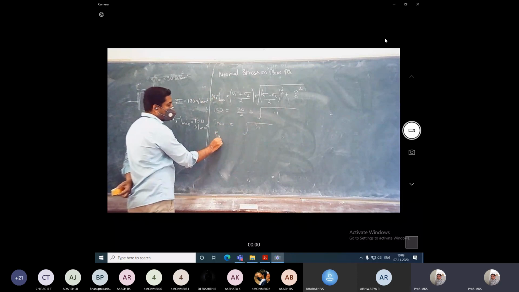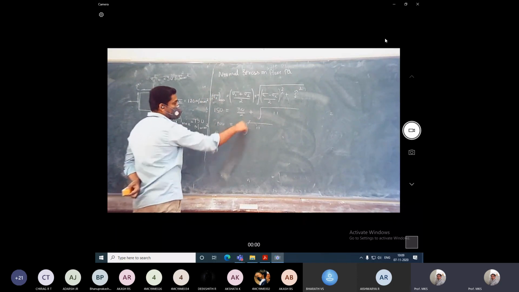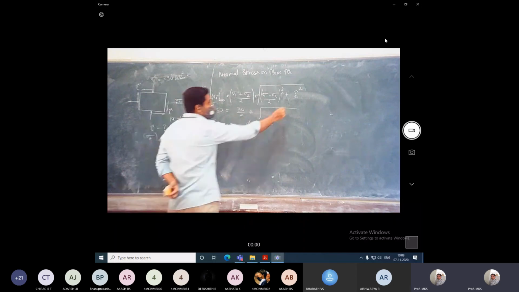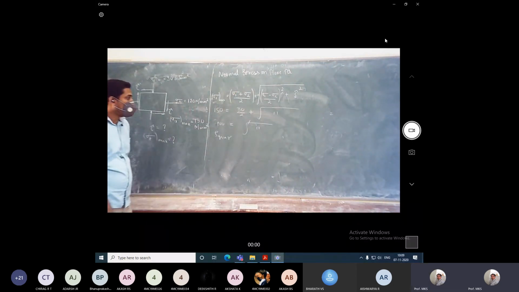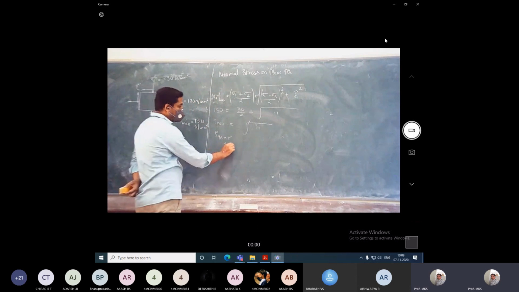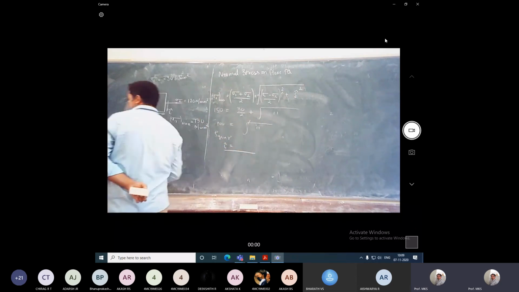You square both sides so that this root gets cancelled. You will be remaining with only tau. So then find out tau, how much? Shear stress.